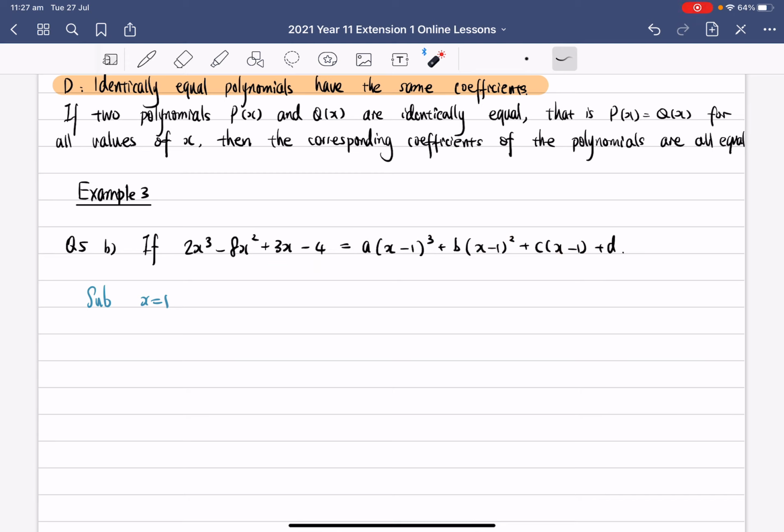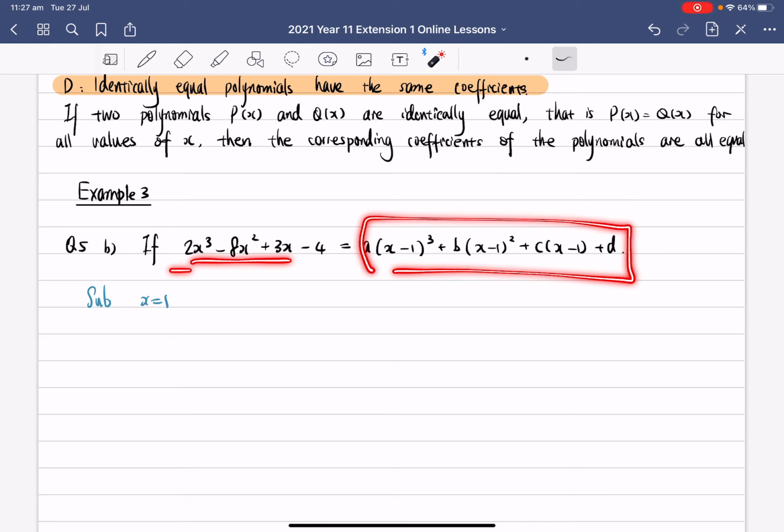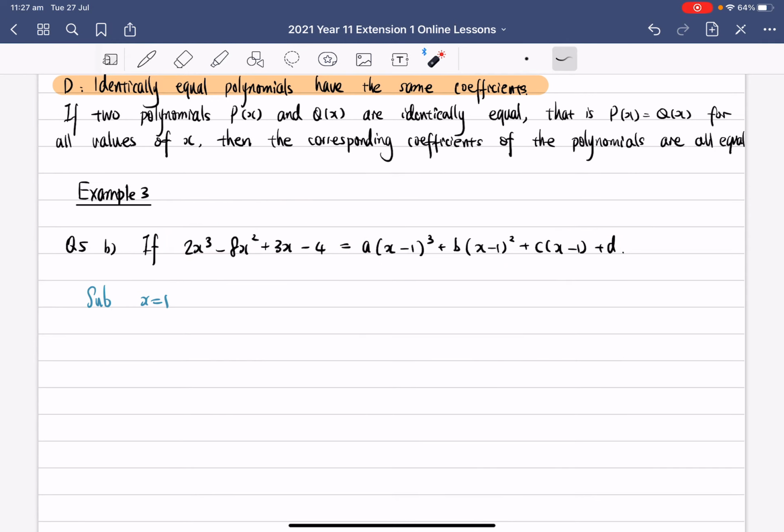Okay, seems these two are not identically equal to each other, so that means it doesn't matter what number I substitute into the first and second, they must be equal to each other. So you can substitute any value you like. In that case, if I substitute 1 into the left-hand side, I've got 2 minus 8 plus 3 minus 4 is equal to 0 plus 0 plus 0 plus d. So from here, d is equal to, just use my calculator, I'm lazy now, minus 7. So I've got d equal to minus 7.